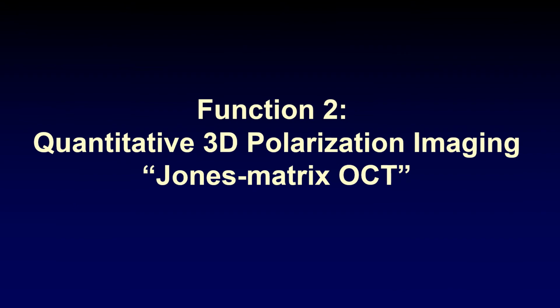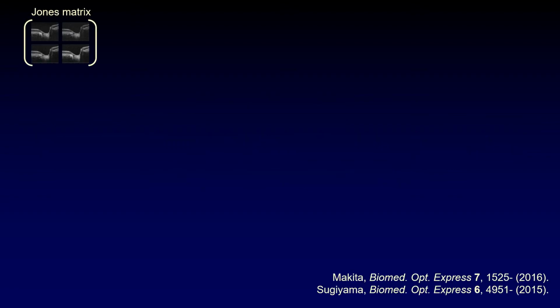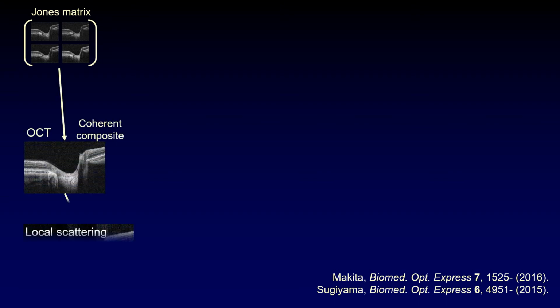Let's go to the second measurement function, quantitative 3-dimensional polarization imaging achieved by Jones matrix OCT. Jones matrix OCT is a hardware extension of optical coherence tomography, which measures 4 images associated with 2 incident polarizations and 2 output polarizations simultaneously. And these 4 images form the Jones matrix of the sample. Once we measure the Jones matrix of the sample, we can derive several clinically useful images from it.